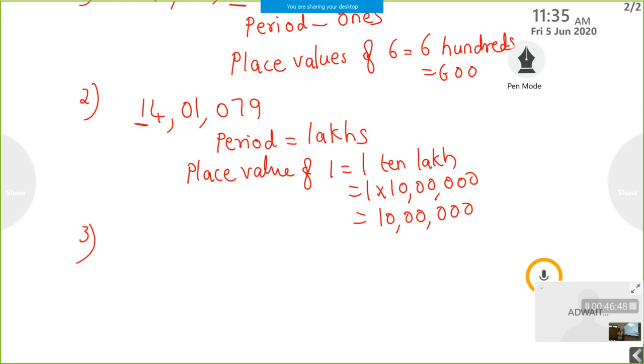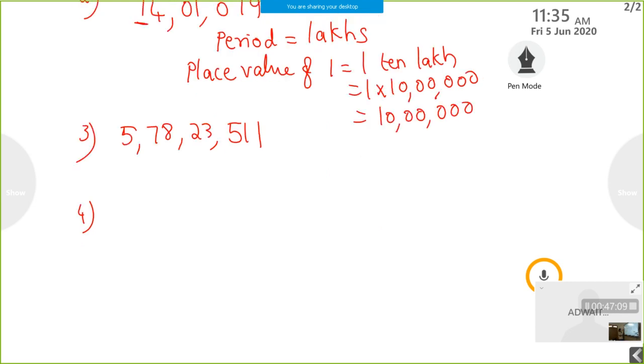Now what about the third question? 5 crore 78 lakh 23,511. And one more question I'll give. Fourth question. 6 crore 9 lakh 12,519. And the third question, the colored digit is the first 1. And the fourth question, the colored digit is 0.